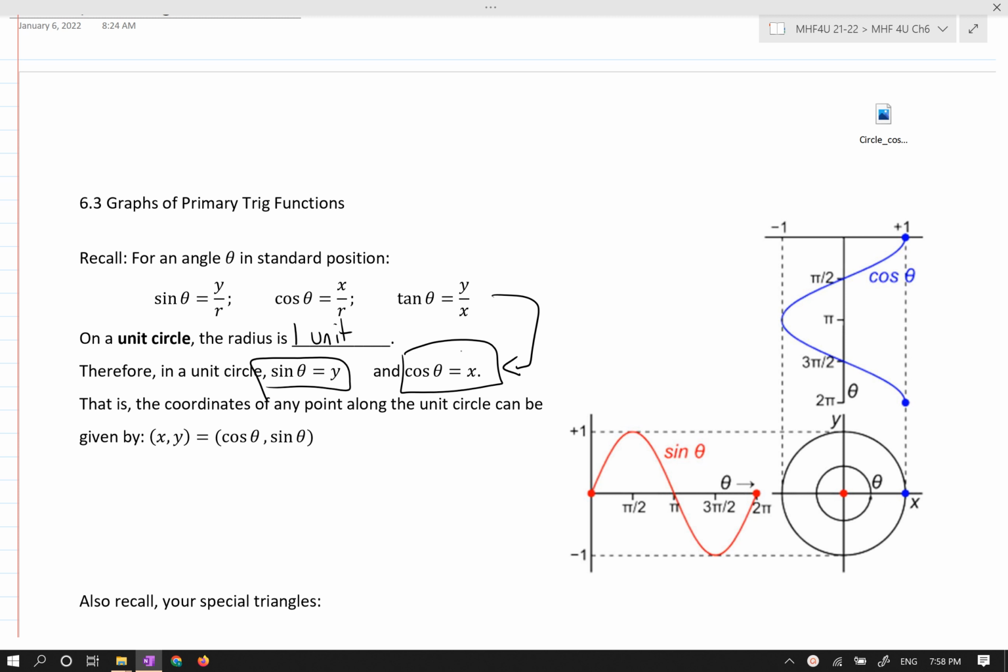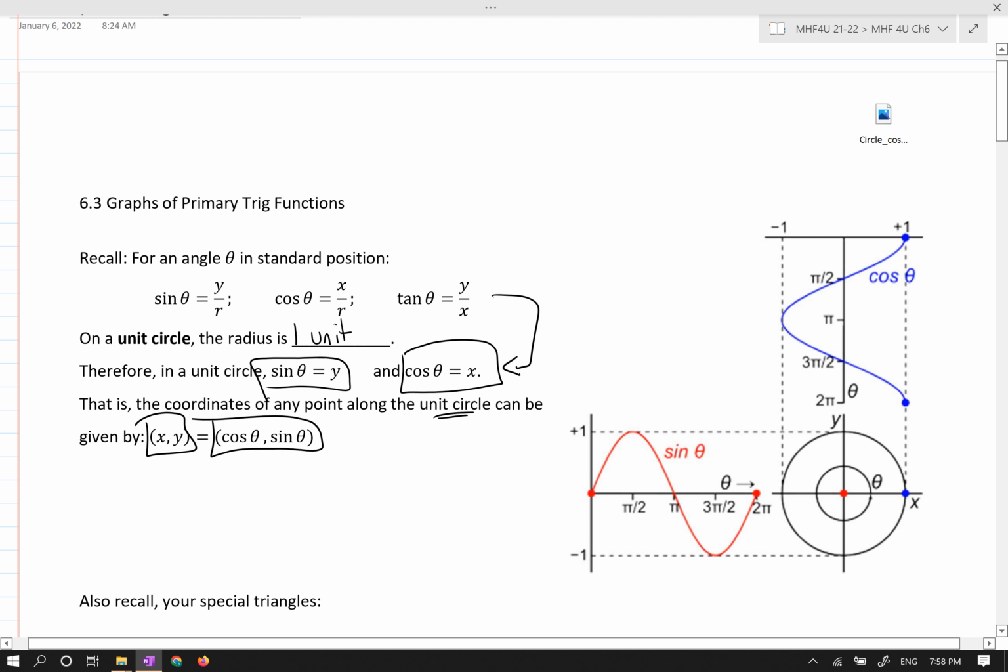But if you are feeling comfortable with those ideas, if we're using a unit circle, then the sine of theta can be given by the y coordinate at any point along the way. Our cosine of theta can be given by the x coordinate at any point along the way. If that's the case, then our xy coordinates for any point along our unit circle, and that's the key, this is only true for a unit circle, can be given by the cosine of theta and the sine of theta.